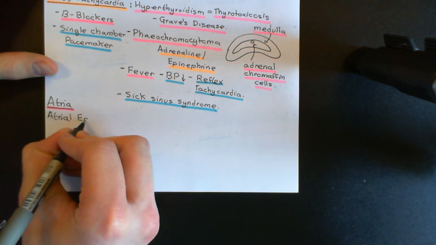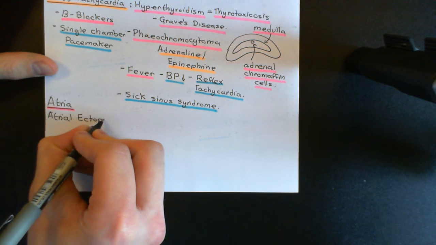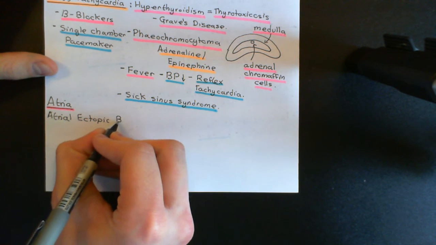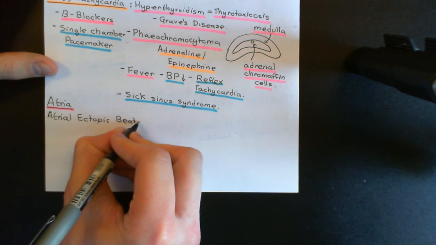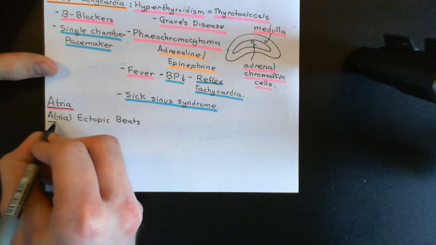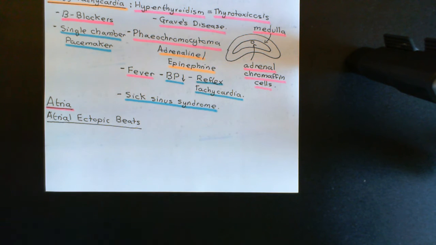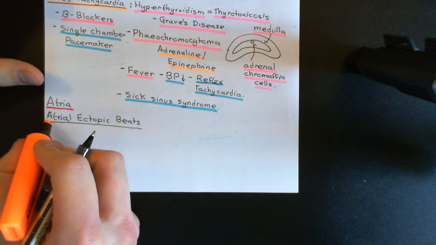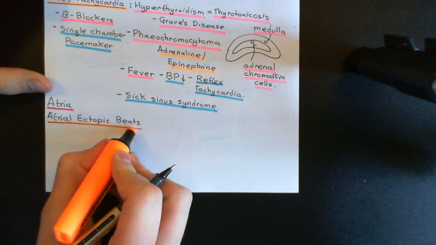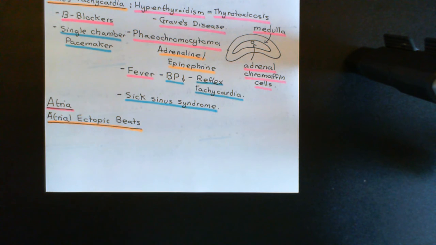Firstly, let me describe what is going to happen with atrial ectopic beats, and then we'll go on to how it can be treated if necessary. Often it won't be necessary to treat atrial ectopic beats. It will obviously depend on how severe it is. So what is the principle of what happens with atrial ectopic beats?